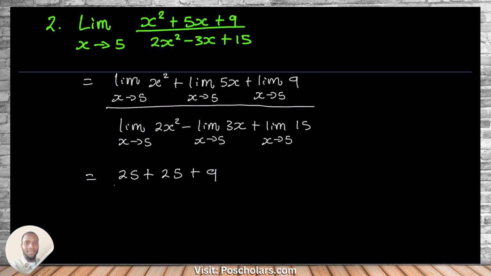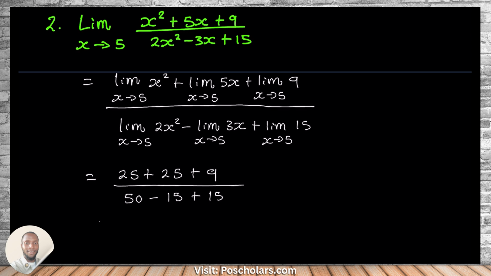So plus 9 over, next, limit as x tends to 5 for this function becomes 5 times 5. Remember, this is squared. 5 times 5 gives 25. Then 25 times 2 gives 50. So 50 minus, next, limit as x tends to 5 for the function 3x. What you need to do, just say 5 times 3. This gives 15. Then plus, this is a constant again. You can see there's no x attached to this constant. So the limit of any constant remains the constant. So the value of this limit is 15.